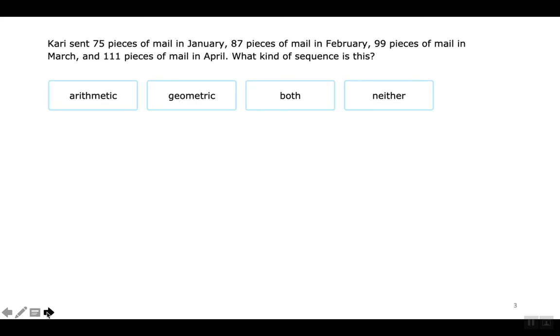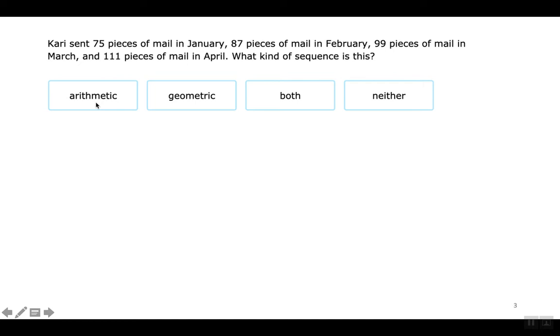All right, let's look at the examples. So this is the first example. Look at the sequence: 75, 87, 99, 111. Miren la secuencia de números. You're adding 12 to each number. Se está sumando 12 a cada número.